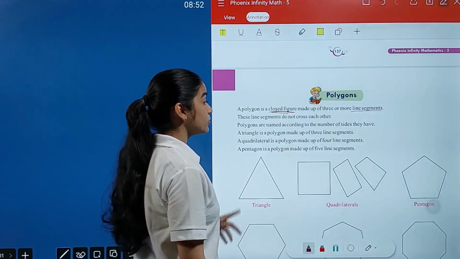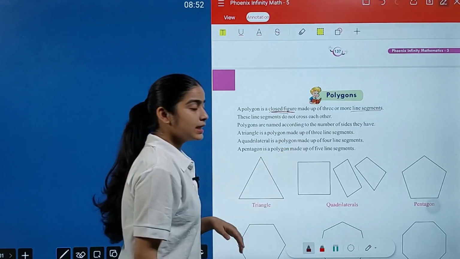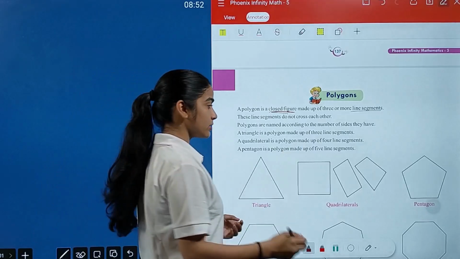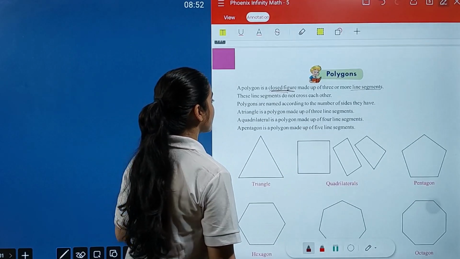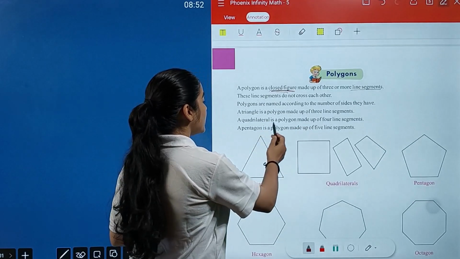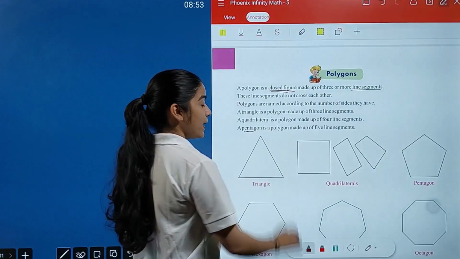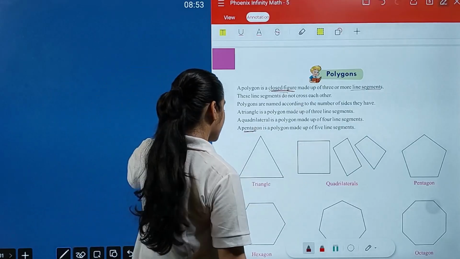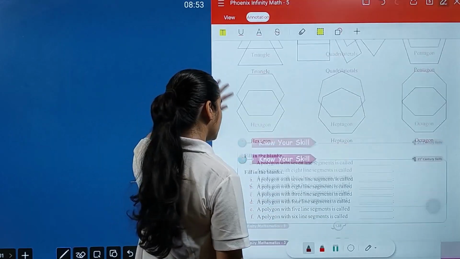Polygons are named according to the number of sides they have. A triangle is a polygon made up of three line segments. Why do we call it a triangle? Tri means three, so that's why we call it a triangle, because it's made up of three line segments. A quadrilateral is a polygon made up of four line segments. A pentagon, penta means five, so it has five line segments. Hexagon 6, heptagon 7, octagon 8.